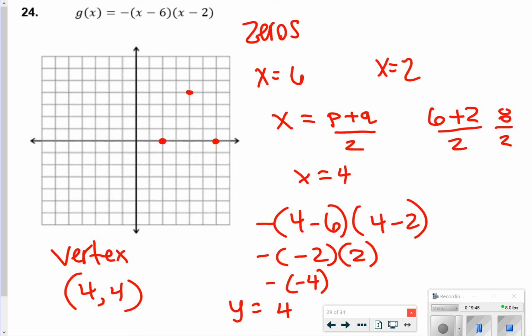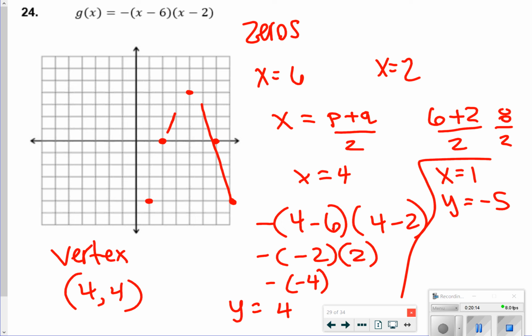And then to find other points, I maybe could just choose a different distance. So I'm going to choose 1. So if x is equal to 0 or x is equal to 1, I could just plug that in. When x is equal to 1, y is going to be equal to negative 5. And just do that for the sake of time here. Which means my other point would be over here. Okay, so there's your 5 points, vertex and your other 2 ordered pairs.